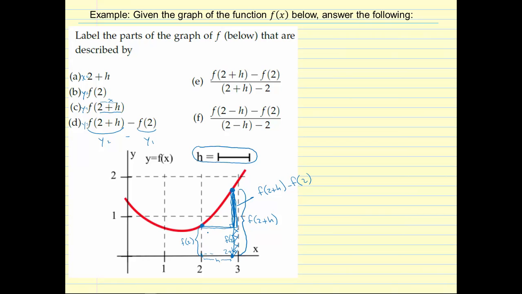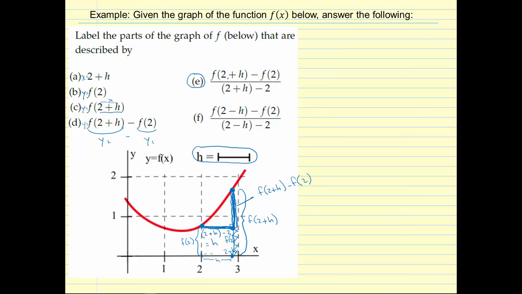And then this distance is going to be my change in x's, which is, this is my 2 plus h over here, and this is my 2. So I'm going to subtract 2 plus h minus 2, which is equal to h. I could simplify that. And that's this length right here. So now for part E, which is really the main goal, we want to find out how to interpret this and how to label it on this graph.